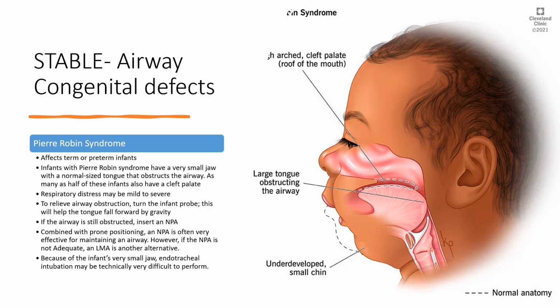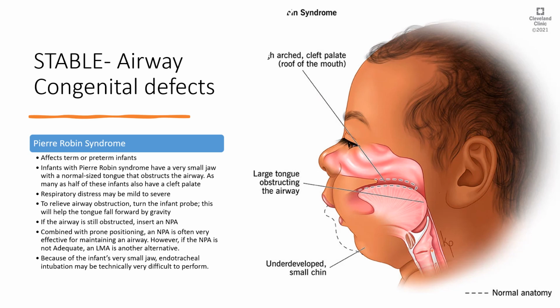Pierre Robin syndrome affects term or preterm infants. We have this very large tongue and an undeveloped, small chin. They have an arched and cleft palate many times as well. We can see up through here their small palate is underdeveloped, and so their nasal passage kind of goes right in here. These are very, very difficult patients to intubate. Very difficult. As many as half of these infants will also have a cleft palate.